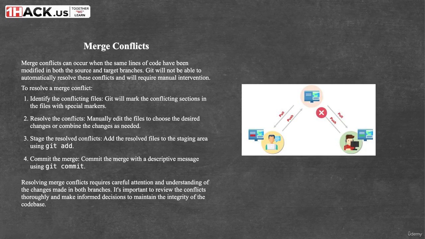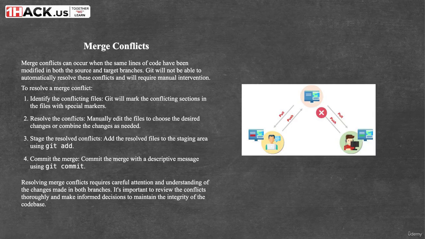To resolve a merge conflict, you'll first need to identify the conflicting files. Git will mark the conflicting sections in the files with special markers, making it easier to locate the issues. Next, you'll need to resolve the conflicts by manually editing the files.